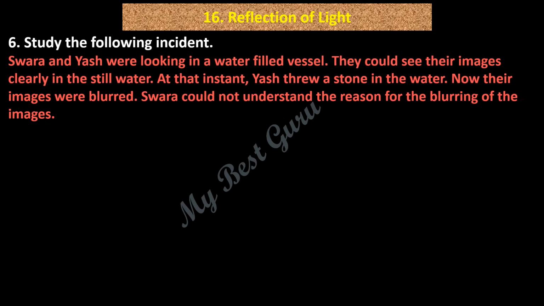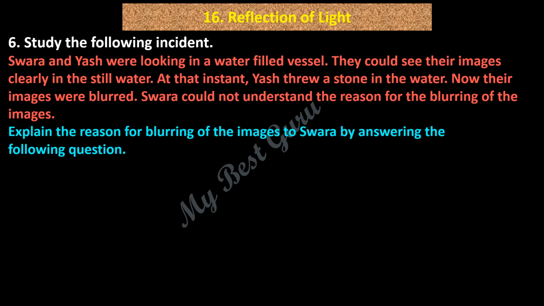Question number 6. Study the following incident. Swara and Yash were looking in a water-filled vessel. They could see their images clearly in the still water. At that instant, Yash threw a stone in the water. Now their images were blurred. Swara could not understand the reason for the blurring of the images. Explain the reason for blurring of the images to Swara by answering the following questions.